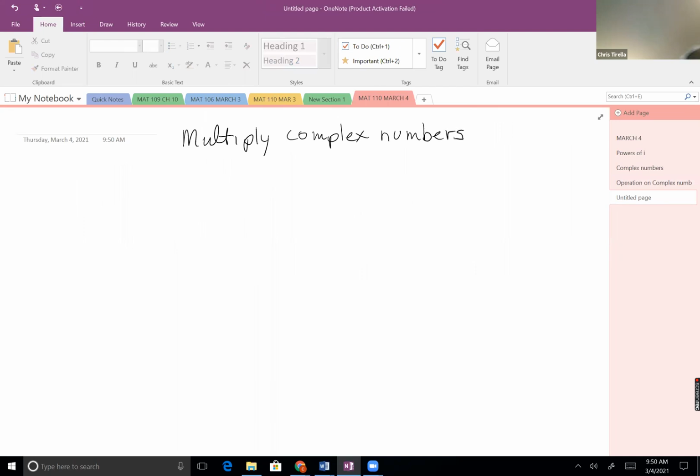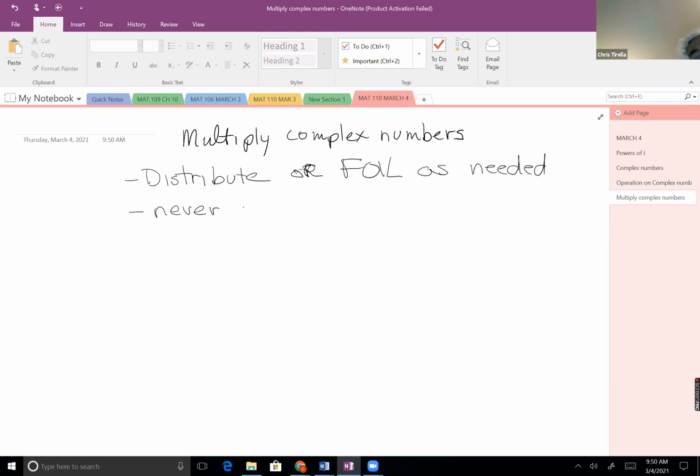And again, i behaves very much like a variable would. When we do this multiplication, we have to remember to distribute or FOIL as needed. Again, that idea that we never leave an exponent on i. And if we have a square root with a negative radicand, we have to put it in terms of i first.